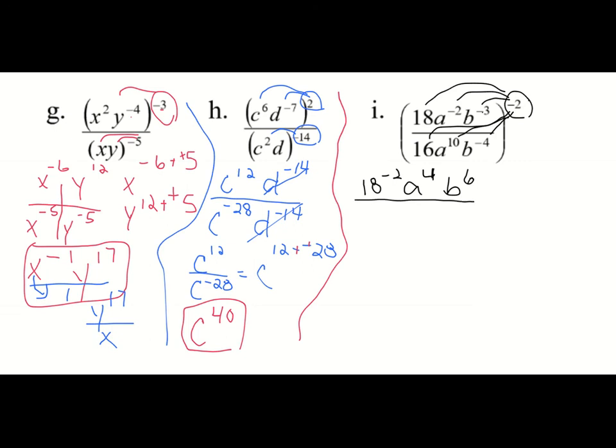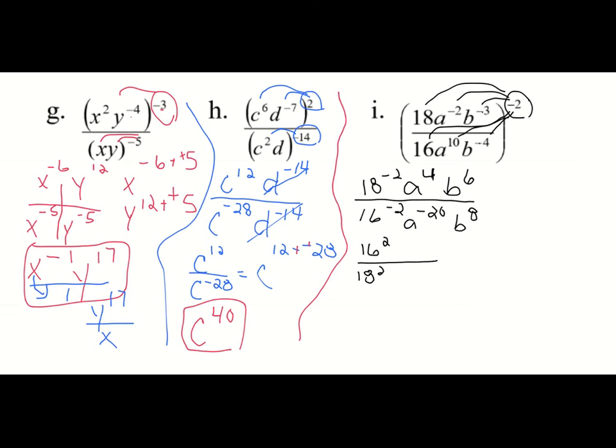Okay, and then on my denominator, I'm going to have 16 to the negative 2nd power. A to the negative 20th, because one negative and a positive gives me a negative. And b to the 8th power, because negative 4 times negative 2 is positive 8. Okay, so 16 and 18, their bases aren't the same, but I know that I have negative exponents there. So what I'm going to do with that is I'm going to go ahead and flip those. So I'm going to make it 16 to the 2nd power over 18 to the 2nd power.